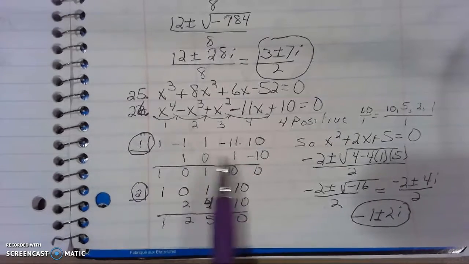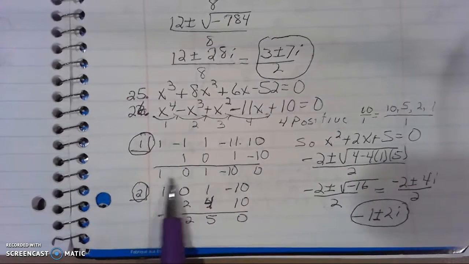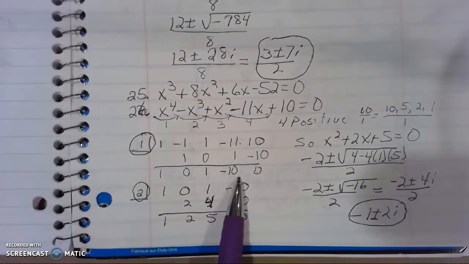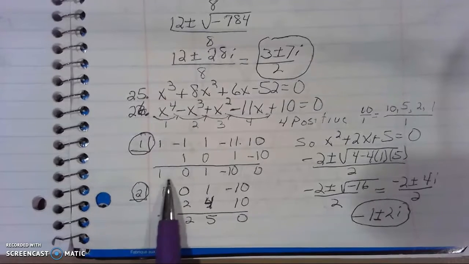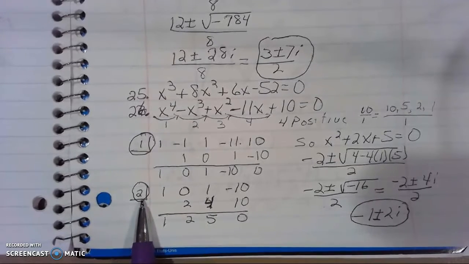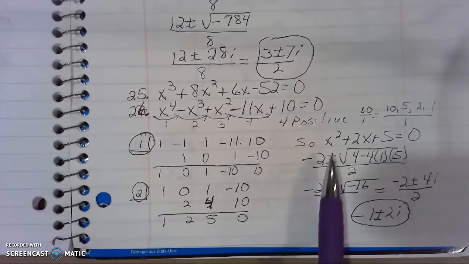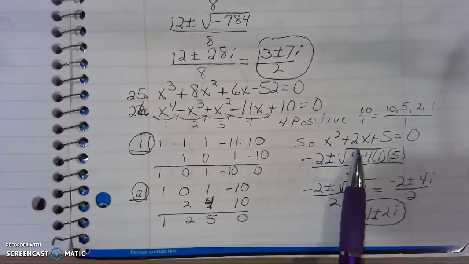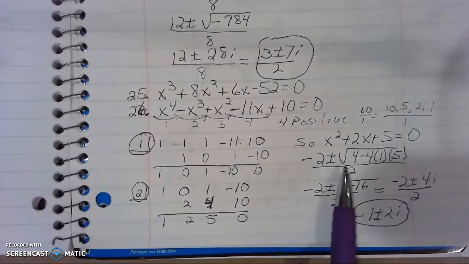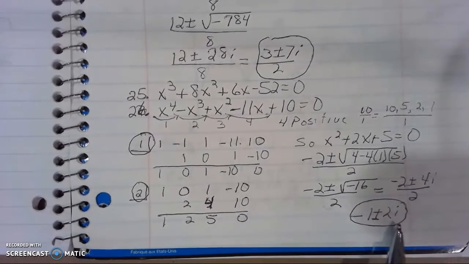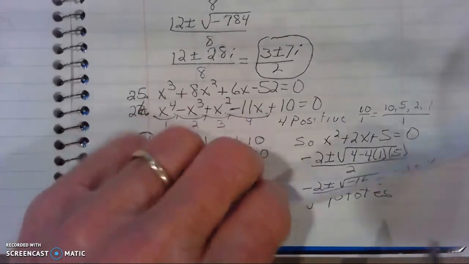So I try 1, it is a root. I'm left with these numbers. Normally I'd try 1 again with these numbers, but I went to 2. Then on that, 2 I found was also a root. This 1, 2, and 5 means 1x squared plus 2x plus 5 that I put in the quadratic formula, and I find my solutions.